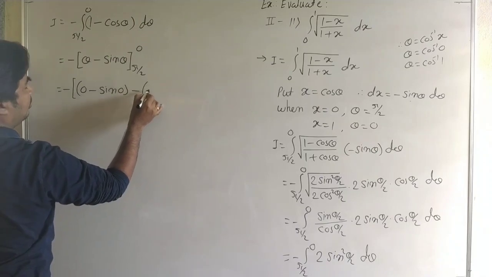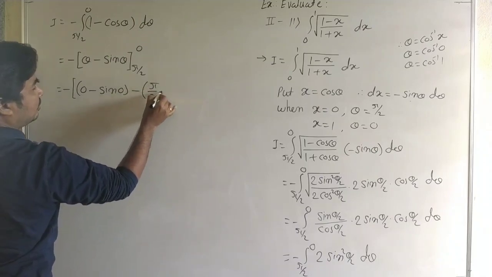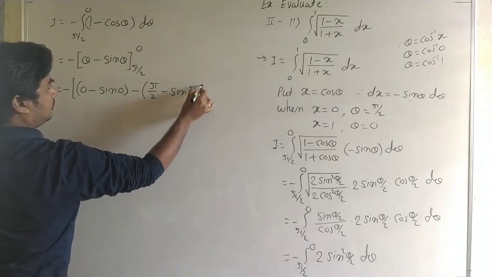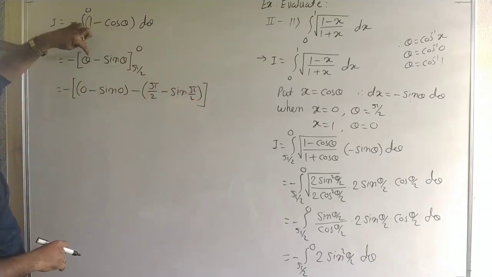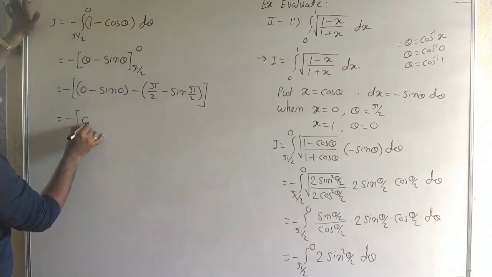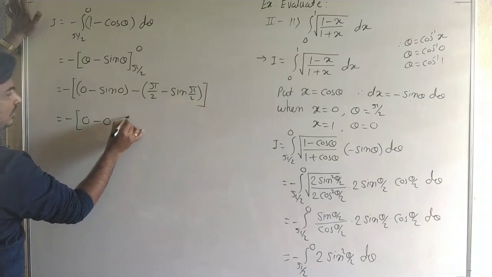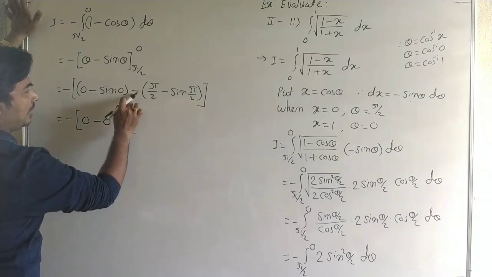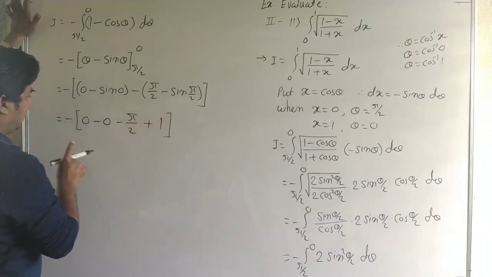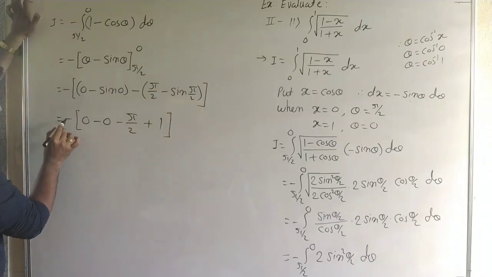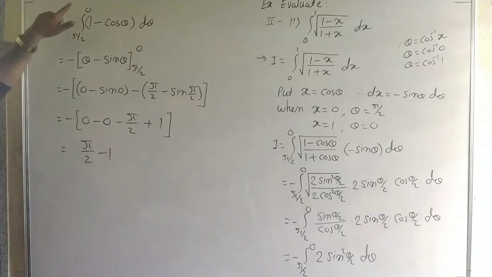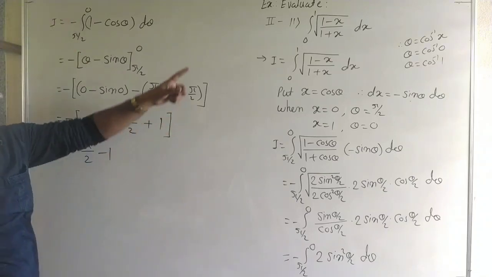minus, take the lower limit, that is pi by 2 minus sin pi by 2. Okay, first we take the upper limit and then the lower limit. Then it is minus 0, it is 0, it is minus pi by 2, and here minus, it is a plus, and sin pi by 2 is 1. So the last answer, see carefully, it is a minus, so it is a plus: pi by 2 minus 1. That is the answer of this question.